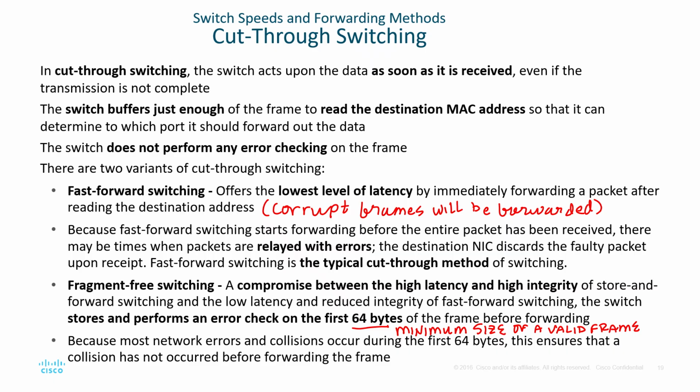So you have store and forward, most reliable, but creates the most latency because it does an error check on the entire frame before forwarding it out. You have cut through that just says, tell me where I'm going, and I'm going to start forwarding. So lowest latency, but unreliable frames can be passed. And then you have fragment free, which is your middle ground that says, I'm not going to check the whole thing, but I'm going to check the first 64 bytes because I know that that is the minimum size for a valid frame.